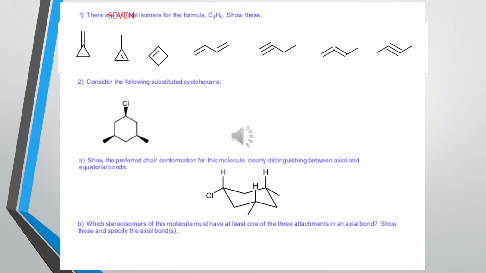Obviously, they all share the same molecular formula, and these are constitutional isomers in that interconverting between any two requires making and breaking bonds on different atoms.